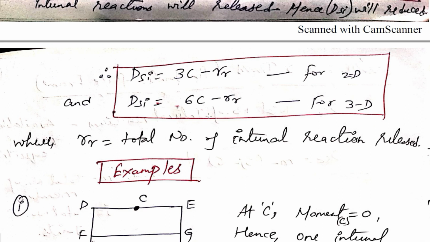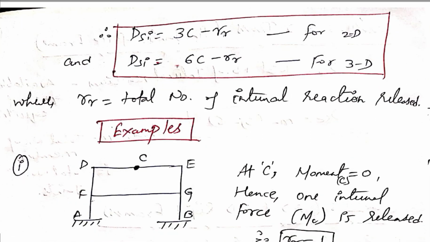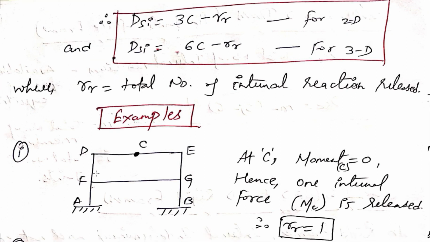Let's take one example of how to calculate the RR value, the number of internal reactions released. Suppose we have a frame with fixed support A and fixed support B, and this is member FG, here member DC, and CE, and C is an internal hinge. At the internal hinge, that is at point C, we know the moment value is 0.